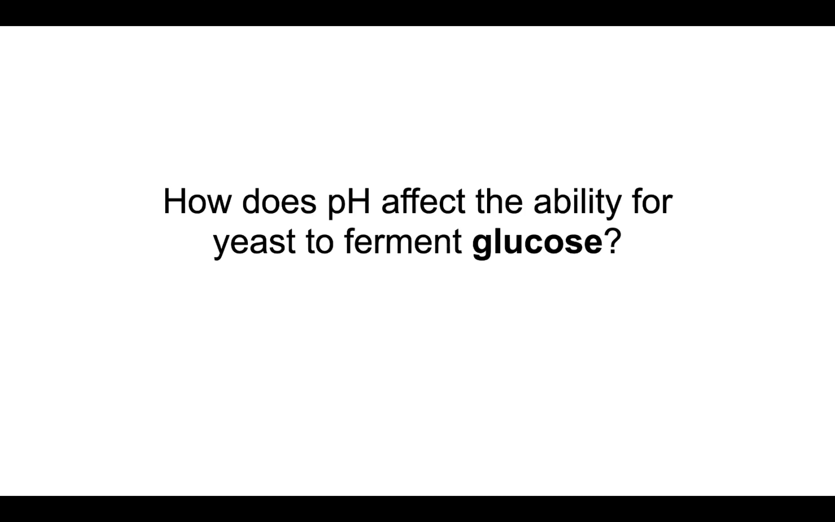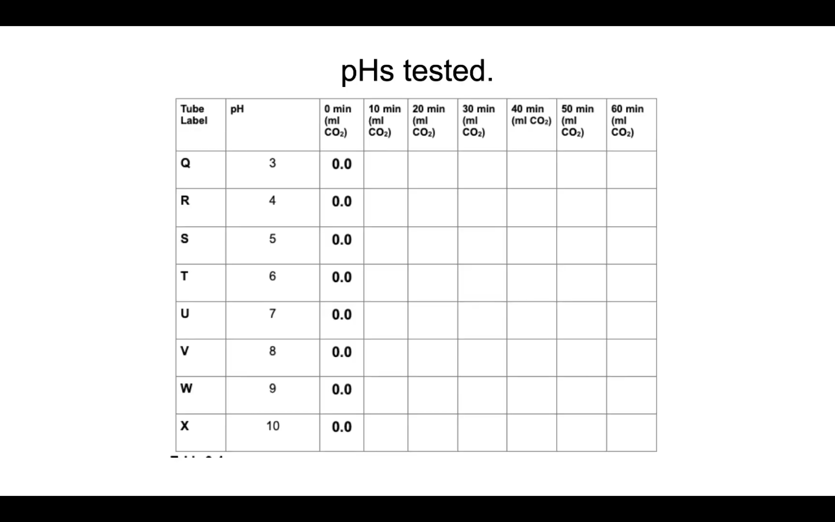And finally, you're going to look at how pH might affect the ability for yeast to ferment glucose. So we're going to add glucose, a known fuel source. We know that yeast can use glucose to ferment. And then we're going to see, well, what's the effect of pH on that? So this time you'll add your glucose, you'll add your yeast, and then you will adjust the pH of the solutions from 3 to 10 here. Pop that into the incubator and measure the amount of CO2 produced over the course of an hour, every 10 minutes.